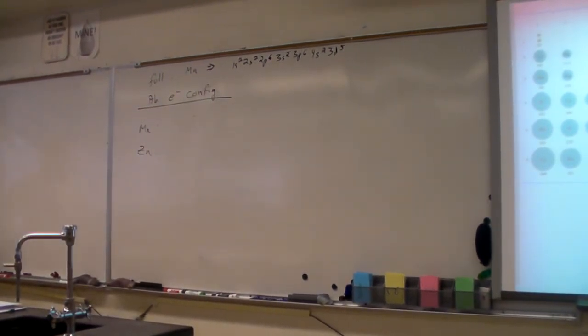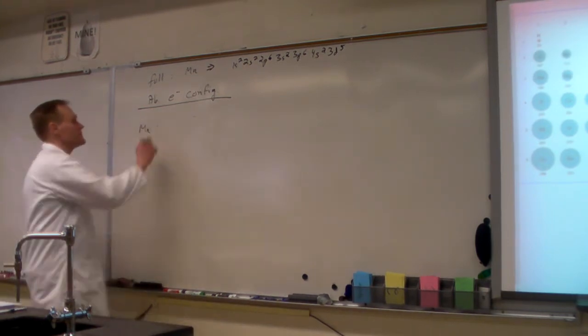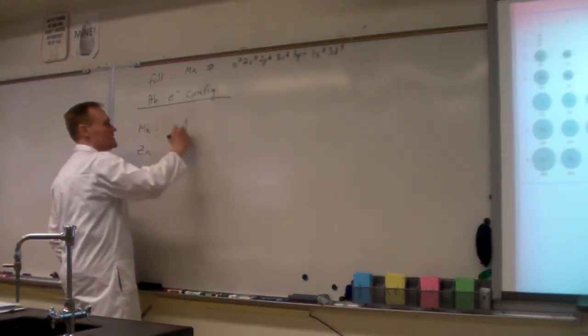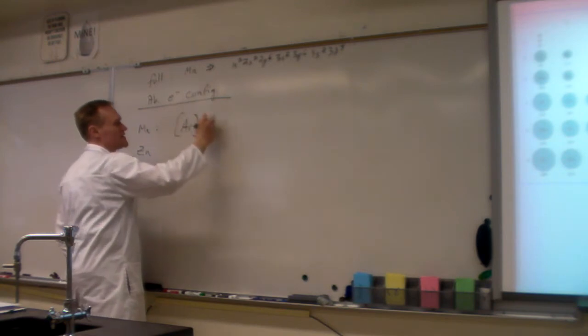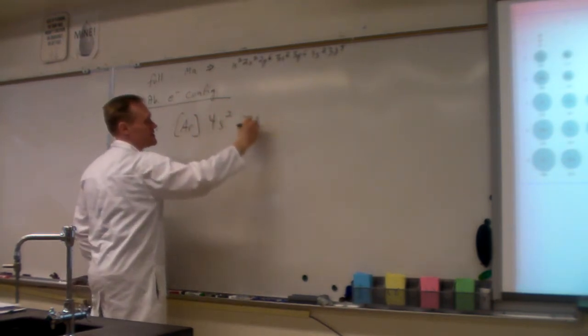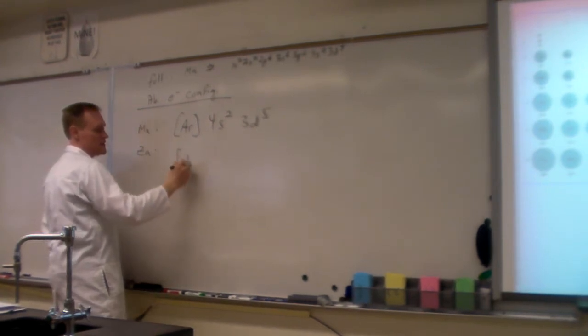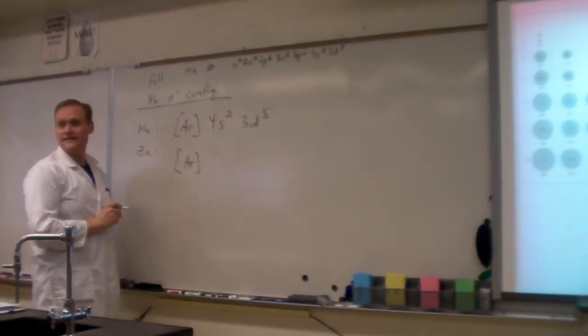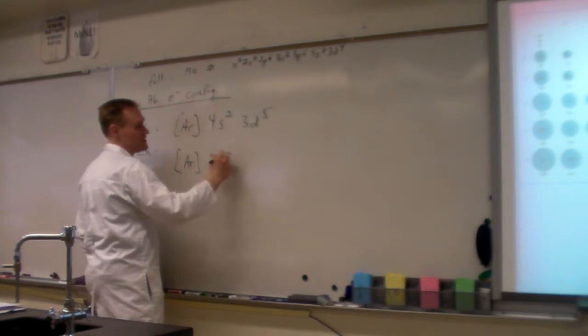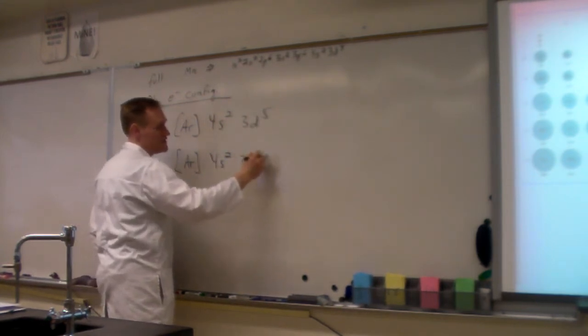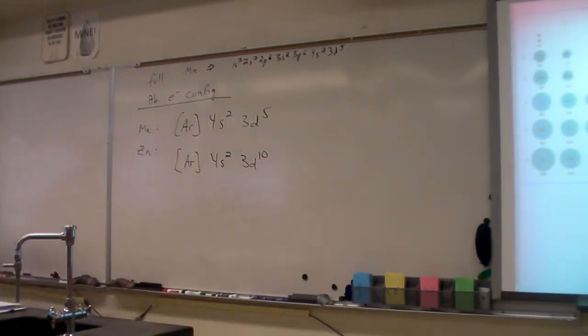What do you got? Yes, sir. For manganese, I got Ar 4s2 3d5. And for zinc, Ar 4s2 3d... I'm gonna guess 10, but I feel like I know that's wrong. But nope, it's correct. Wait, it is? Yep. Stop second guessing yourself.